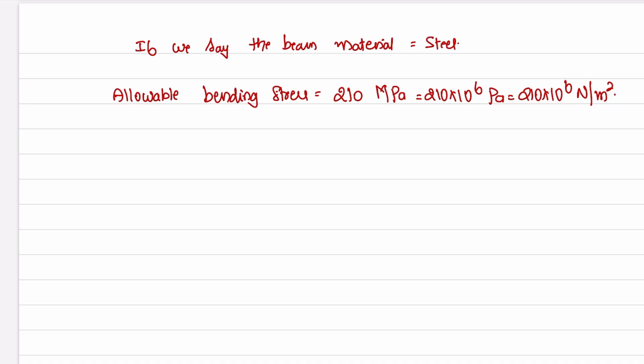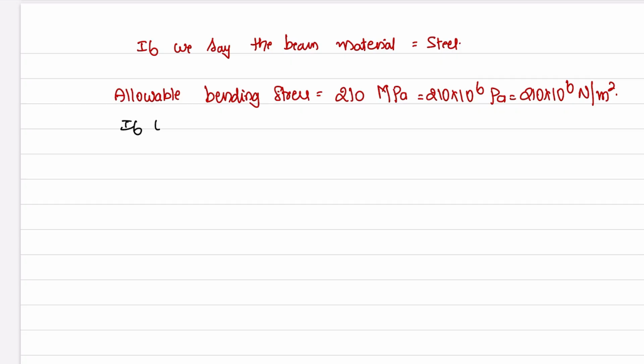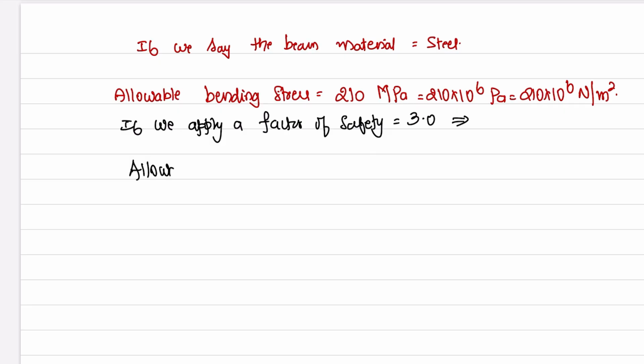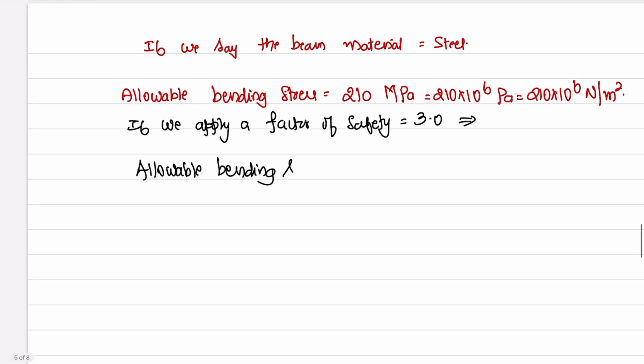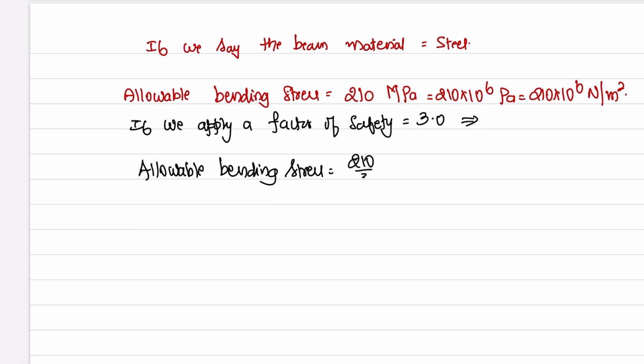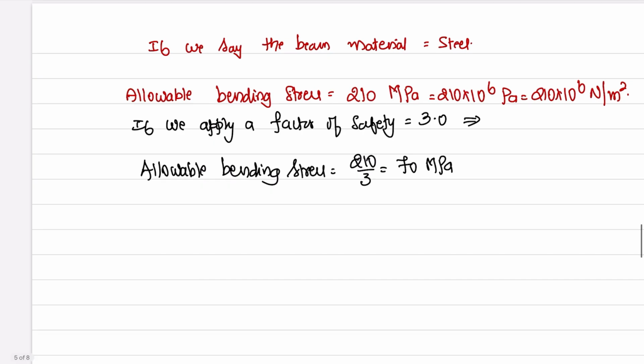Please see, if we apply a factor of safety that is equal to 3, which implies allowable bending stress will be, these values may differ from steel to steel, in steel is 210 by 3, that is equal to 70 MPa. Please see this, please understand.